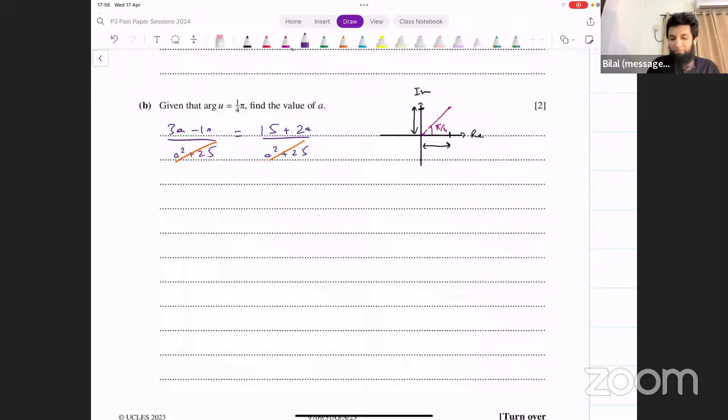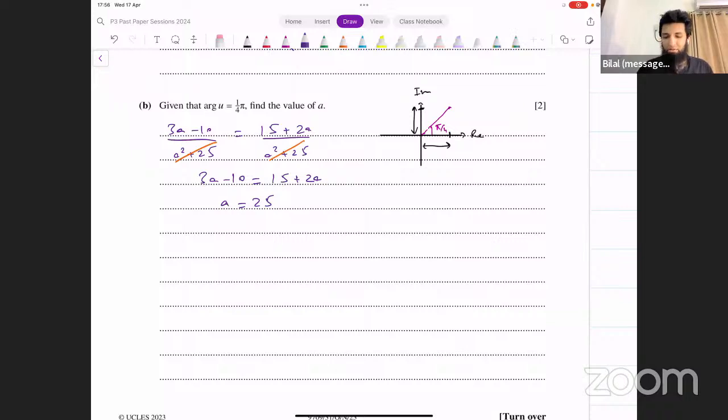What are we left with? We're left with 3a minus 10 equals 15 plus 2a, and that gives us a equal to 25. That's the value that we were looking for. a equals 25. All right, I hope that makes sense.